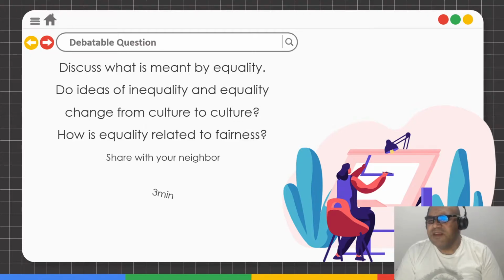I think if you were in advisory a few weeks ago, we talked about this before. But remember this talk and let's do it again here. What are the ideas of inequality and equality? What does it mean for you? And from culture to culture, especially if you are from another country or visited another country before. What is the difference over there and here in Brazil? And how is equality related to fairness? Great, pause the video now.